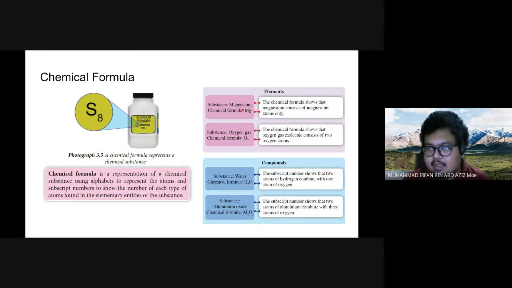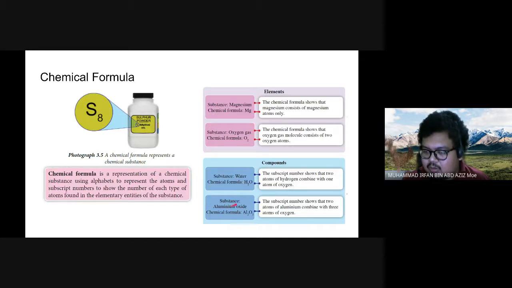But for non-metal, not all non-metal can exist as elements. Kalau macam as single atoms, contohnya macam oxygen gas. This is diatomic gases. So it will have O2. Bukan zero, O2. They show that the gas molecule consists of two oxygen atoms. How about compounds? Compounds tadi ni macam H2O. We know that they have two atoms of hydrogen combined with one atom of oxygen. This one. And then how about aluminum oxide?